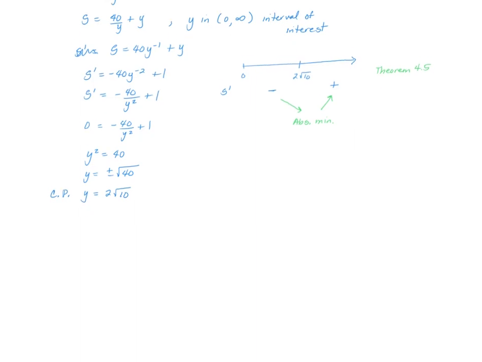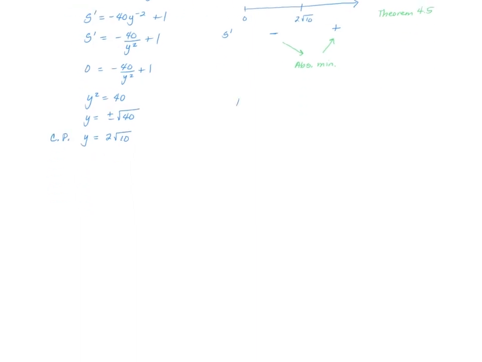So we can conclude that our positive real numbers are both 2 square root of 10. That's the process of optimization.